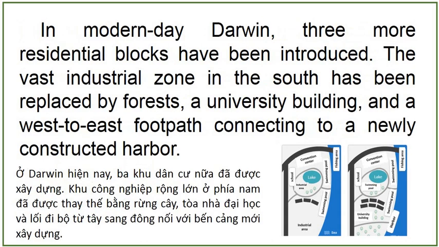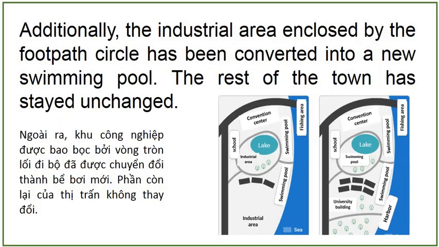In modern-day Darwin, 3 more residential blocks have been introduced. The vast industrial zone in the south has been replaced by forests, a university building, and a west-to-east footpath connecting to a newly constructed harbor. Additionally, the industrial area enclosed by the footpath circle has been converted into a new swimming pool. The rest of the town has stayed unchanged.